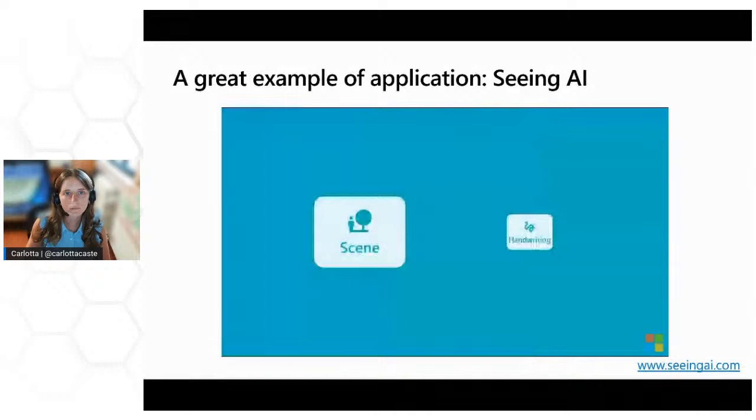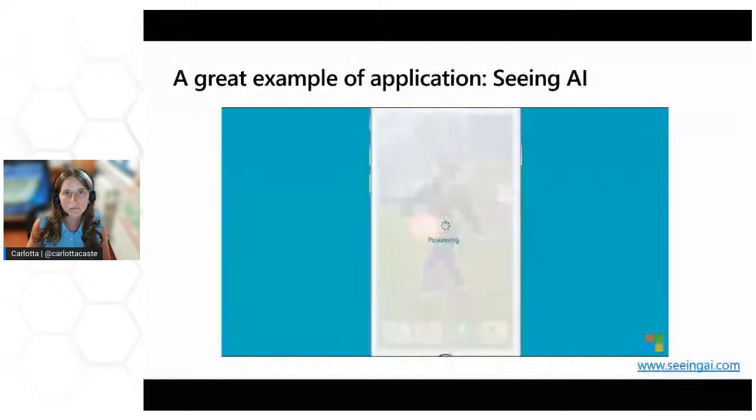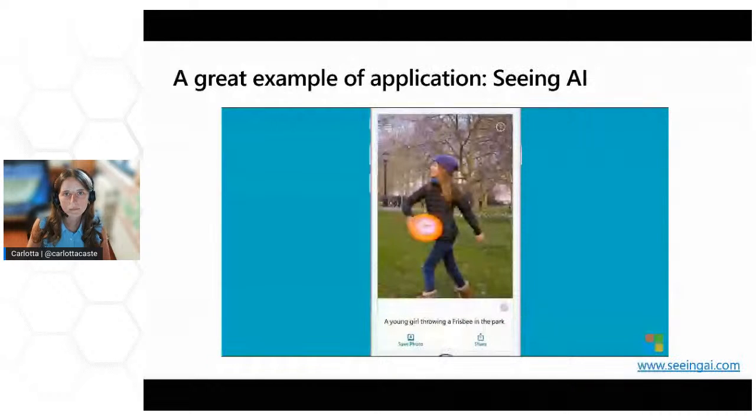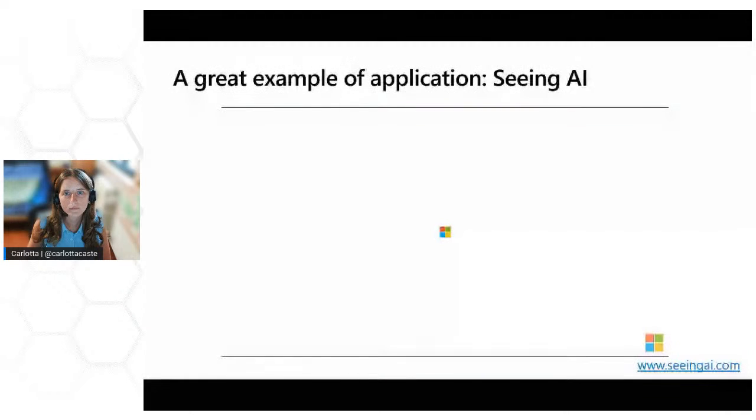Finally, explore our experimental features like scene descriptions to get a glimpse of the future. I think it's a young girl throwing a frisbee in the park. Experience the world around you with the Seeing AI app from Microsoft.